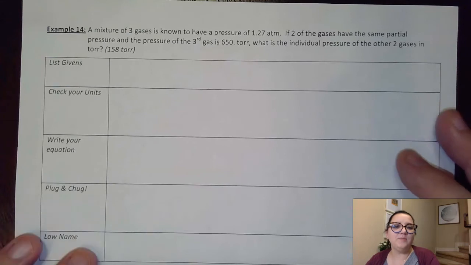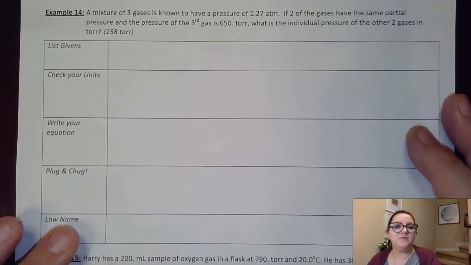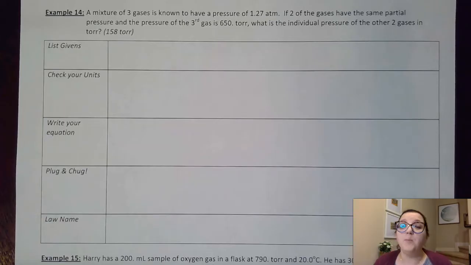Here is another problem for you to try out. It says a mixture of 3 gases is known to have a pressure of 1.27 atmospheres. 2 of the gases have the same partial pressure, meaning we're going to have 2 things that have the same pressure, but we don't know them. And the pressure of the third gas is 650 torr. What is the individual pressure of the other 2 gases in torr? So what I would love for you to do is to take a moment, pause this video, and see if you can try out this problem. I'm going to go over it here in just a moment, but I would love to see if you can figure it out. So go ahead, pause it, try it out.